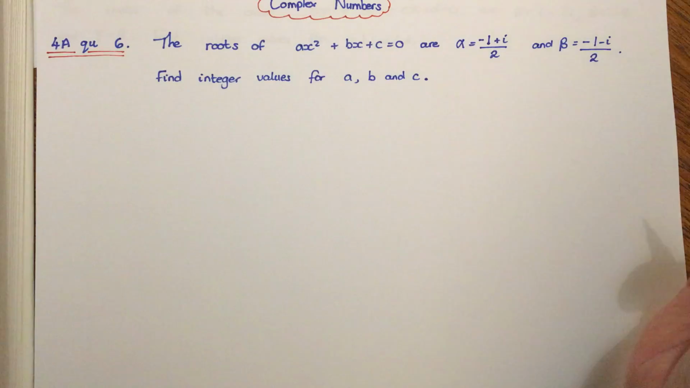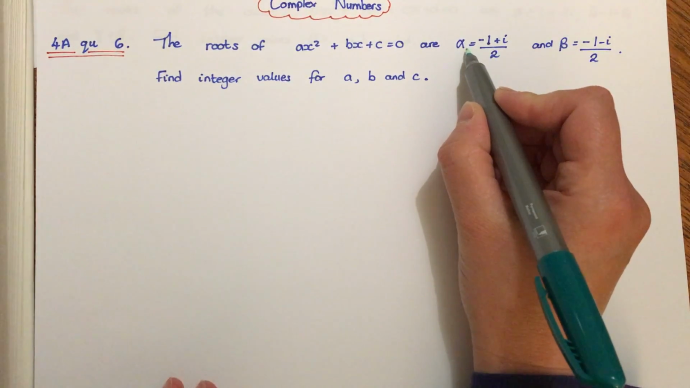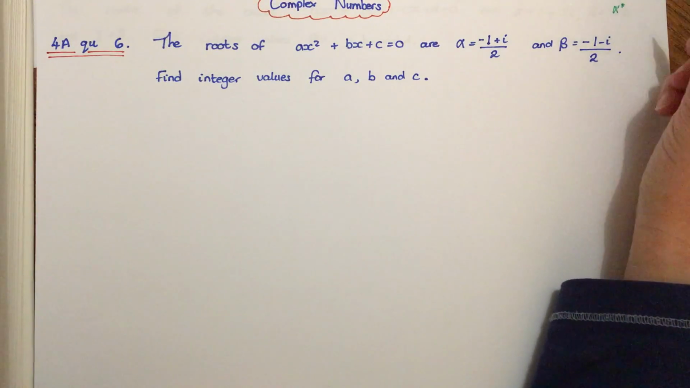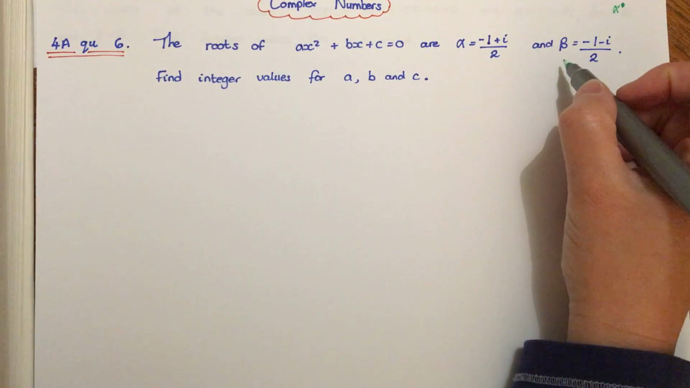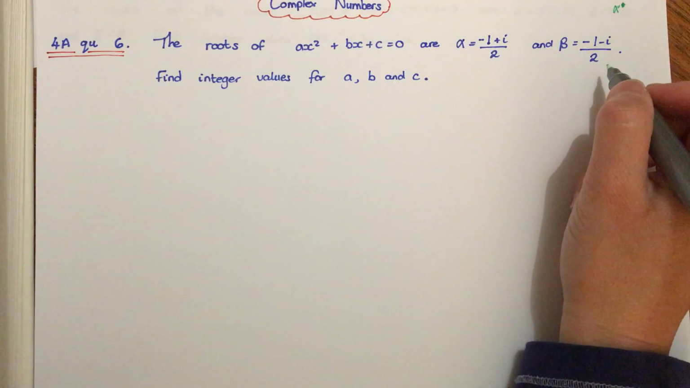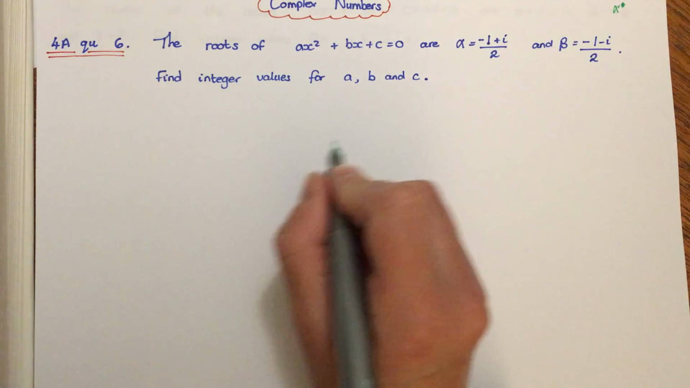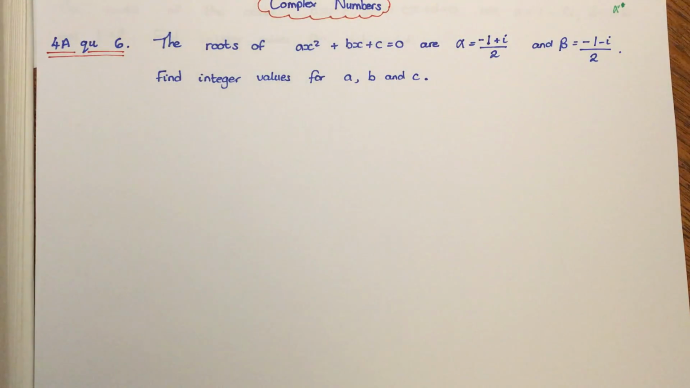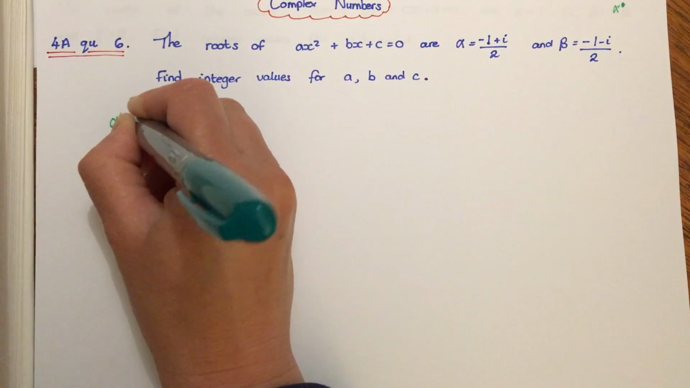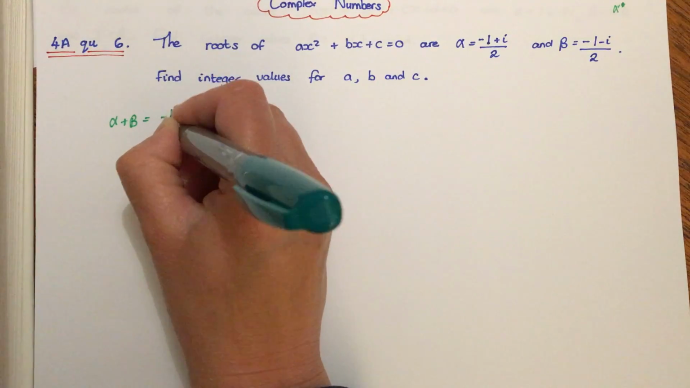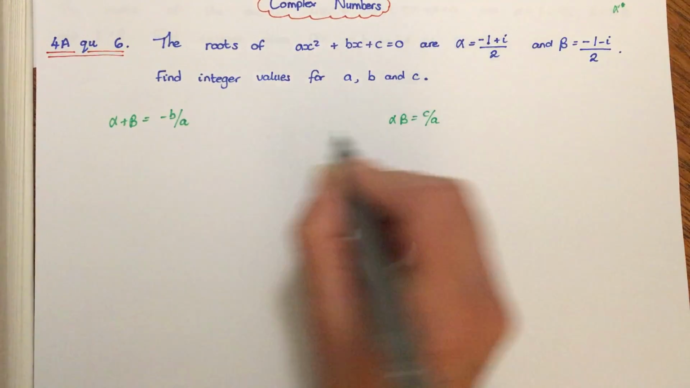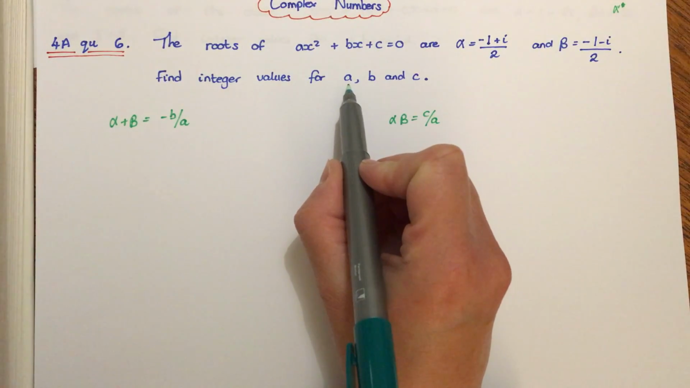Probably when you've done it with Mr. Fabregat's, you would call that alpha and that alpha conjugate, which would have a little star in the top corner, but we're calling it beta because our roots of polynomials are alpha and beta, or alpha and beta and gamma. But they are complex conjugates. So what does it say? Find values for a, b and c. We need to use the rules that we know for roots of polynomials. We know that alpha plus beta equals minus b over a, and alpha beta equals c over a. If we know those, we can find integer values of a, b and c.